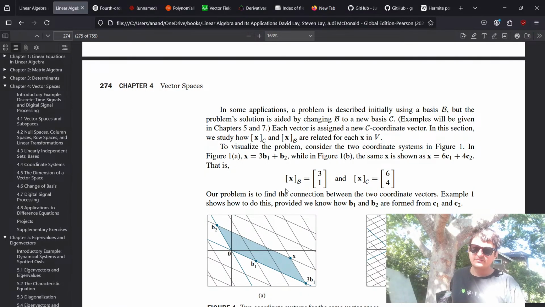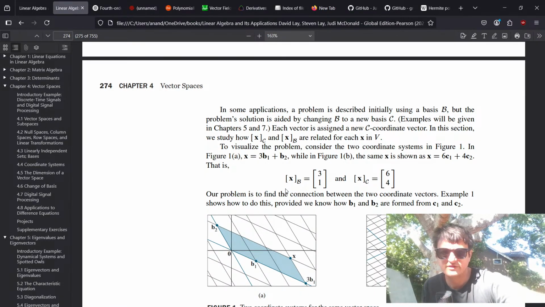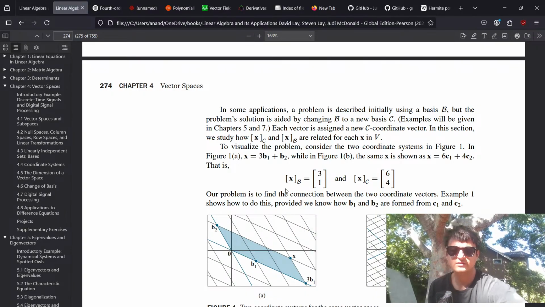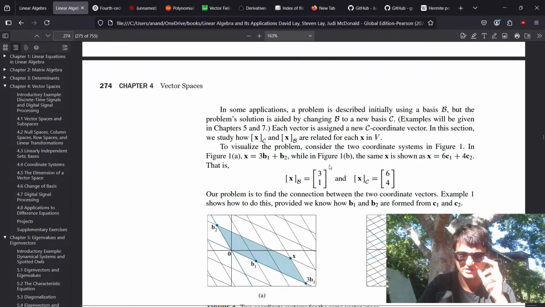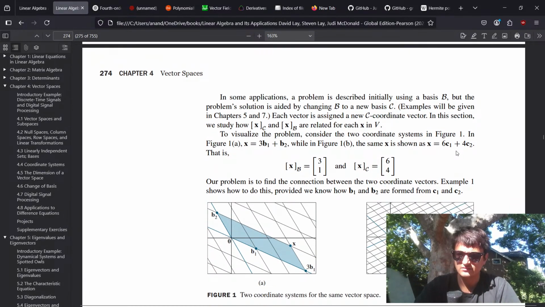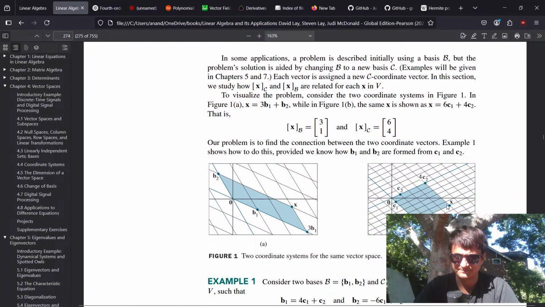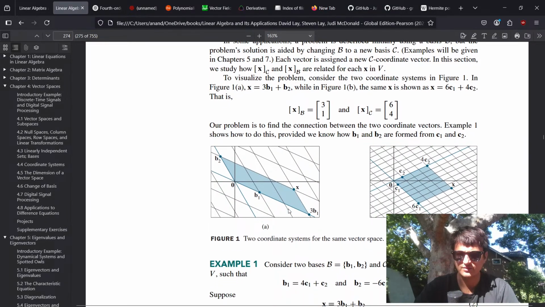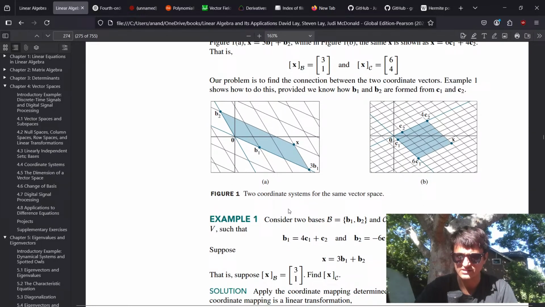To visualize the problem, consider two coordinate systems in figure 1. x equals 3b1 plus b2, and also 6c1 plus 4c2. So they're the same point in space, right? It's just what we're using as our basis.